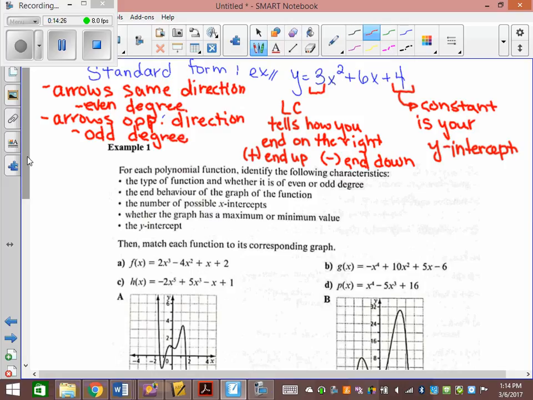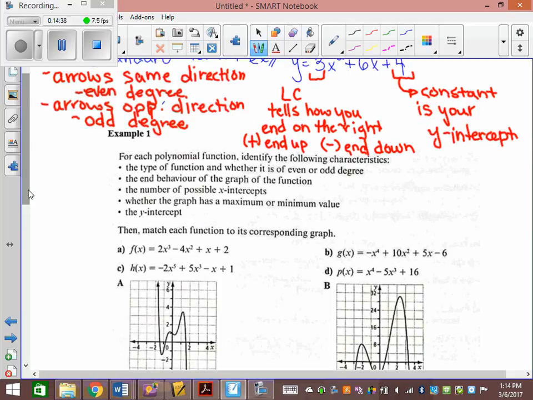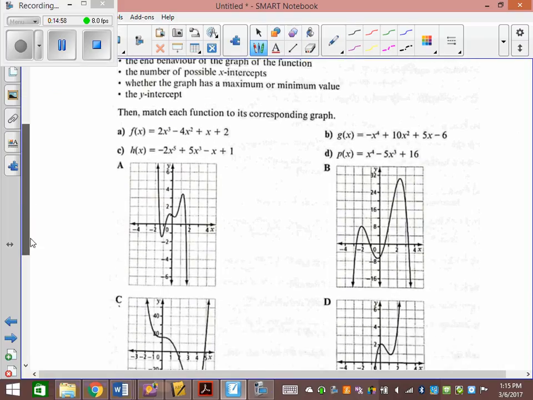Okay? So, this question asks us, for each polynomial function, identify the following characteristics: the type of function and whether it's even or odd. So linear, quadratic, cubic, so we could say degree 1, degree 2, degree 3, degree 4, degree 5. The end behavior of the graph, so how it ends from left to right. The number of possible x-intercepts, whether the graph is a max or a min, and the y-intercept. And then we're going to match them.